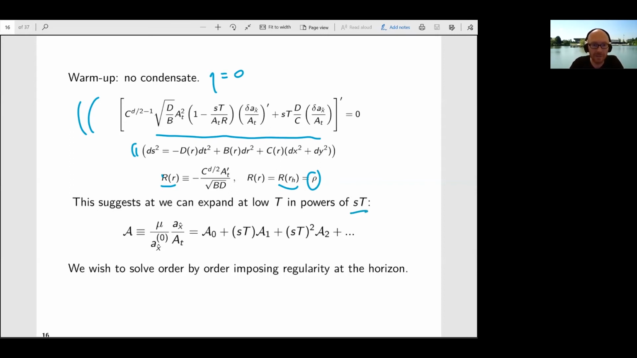So let's do that. I'm defining this calligraphic A as follows. This is the chemical potential times delta AX, that's the regular solution. Delta AX over delta AX naught, where delta AX naught is the boundary value of delta AX, divided by AT, which is the background value for the gauge field. Then I will expand this in powers of ST, and I wish to solve this order by order, imposing regularity at the horizon.